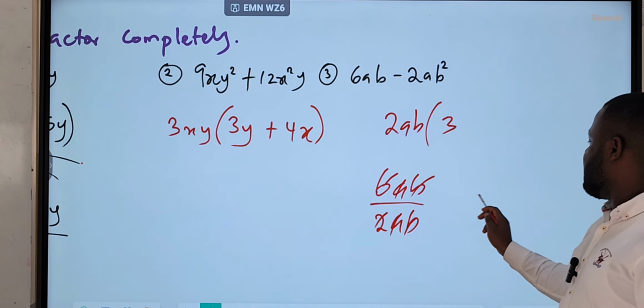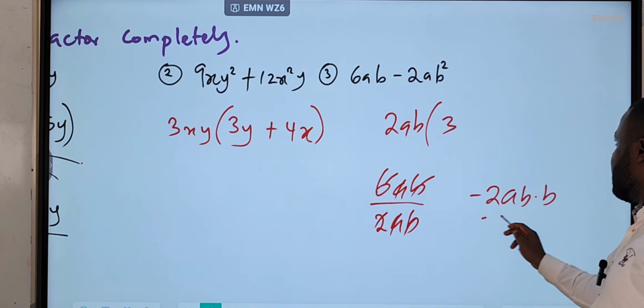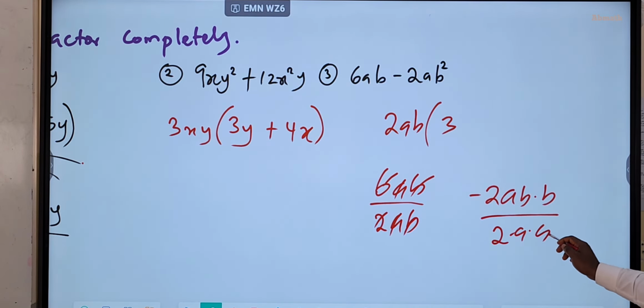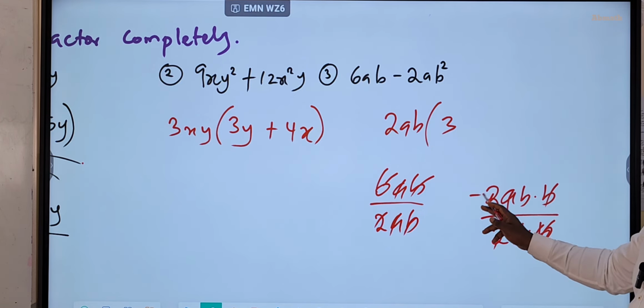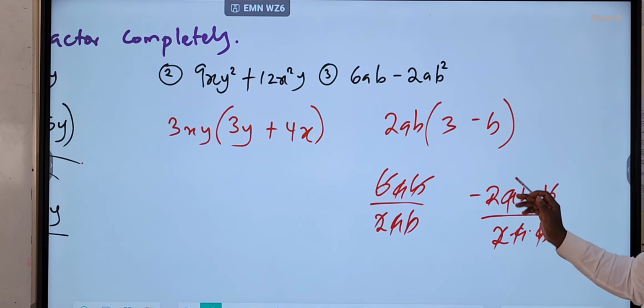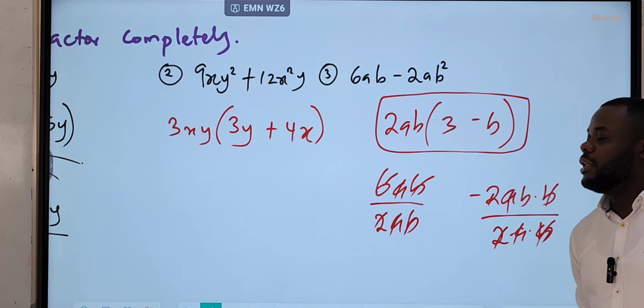Then for the next one, we have negative 2AB multiplied by B, divided by 2AB. So B is going to cancel B, A is going to cancel A, and 2 is going to cancel 2. So we are left with negative B. And this is the solution or the answer to these monomials.